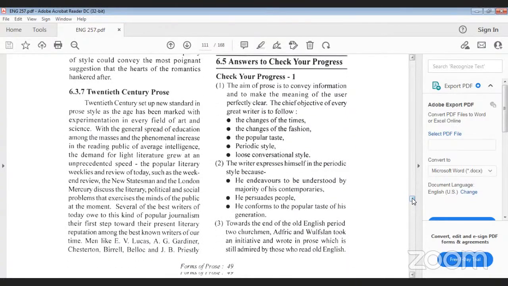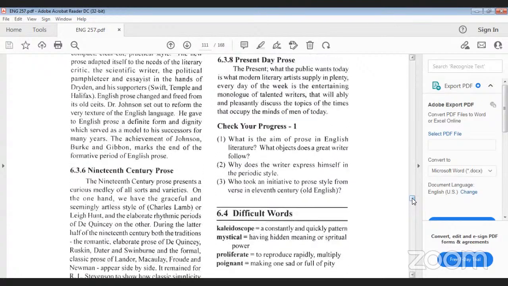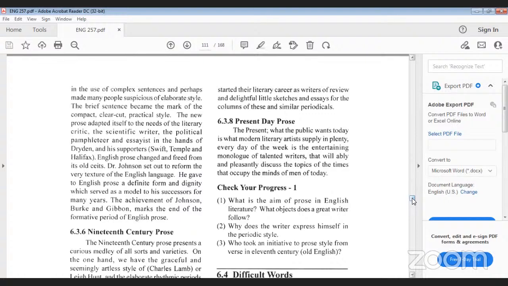Several of the best writers of today owe much to this kind of popular journalism. It was their first step towards their present literary reputation. Among the best known writers of our time, men like E.V. Lucas, A.G. Gardiner, Chesterton, Belloc, and J.B. Priestley started their literary career as writers of reviews, delightful little sketches, and easy essays for the columns of these and similar periodicals. Present day prose.